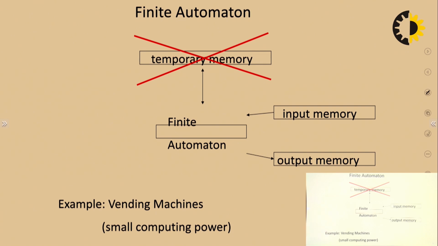So the finite automata has no temporary memory. It takes inputs and then provides outputs. For example, a vending machine takes inputs and provides outputs, and it has a very small computing power compared to the PDA, pushdown automata, as well as the Turing machine.